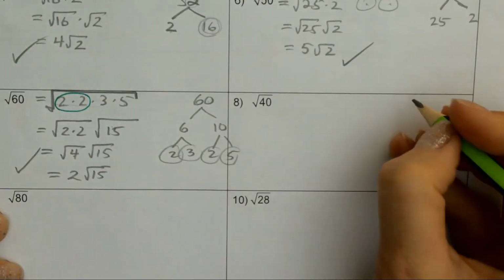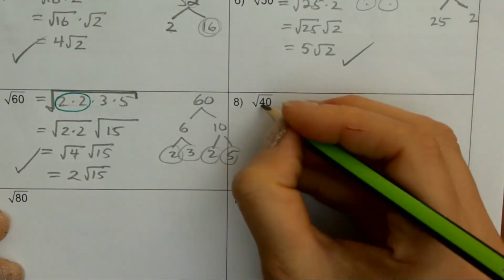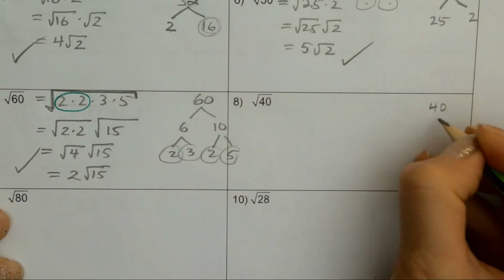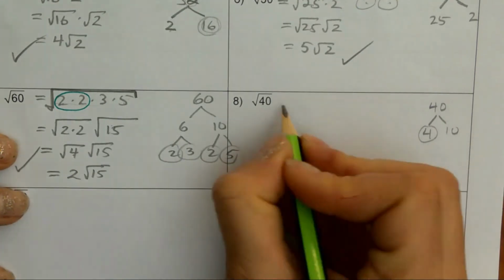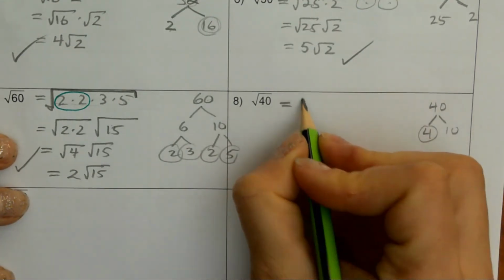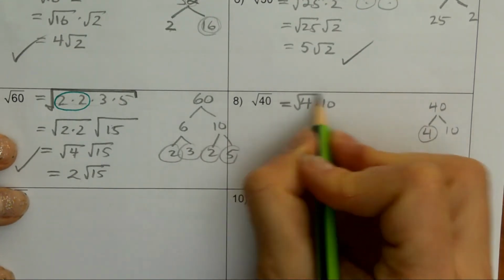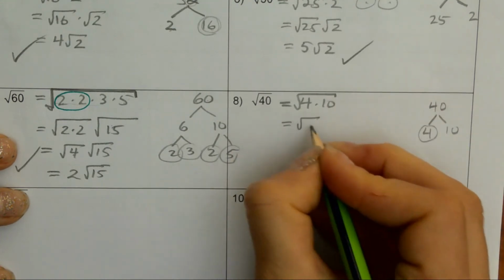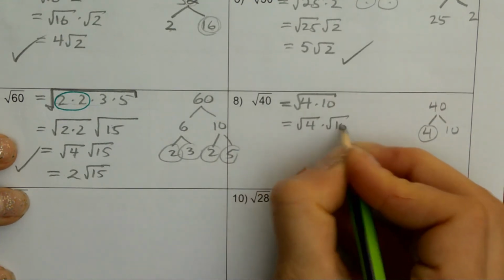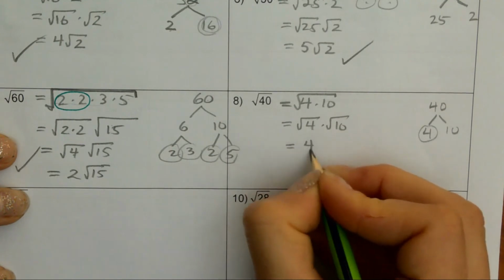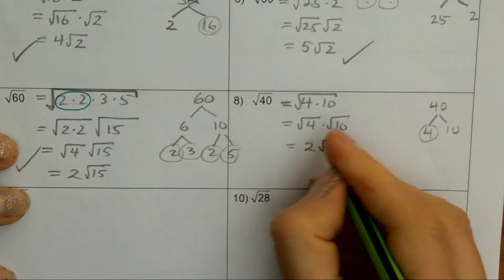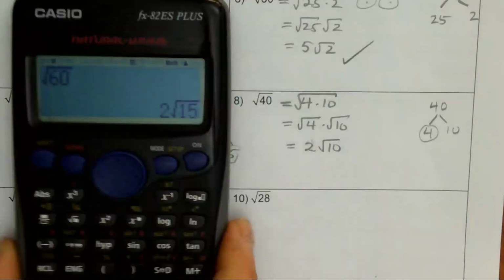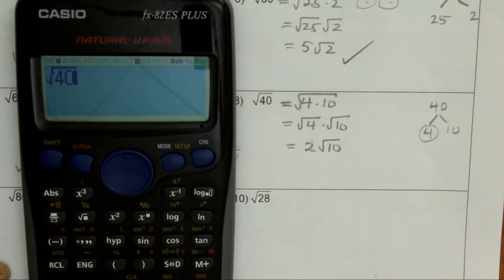40. Ooh, 4. 40 is equal to 4 times 10, and 4 is a perfect square. So let's do that. 4 times 10, and I can separate the 4 out. And 2 times 2 is 4, so that's a 2. Root 10. Let's check on our calculator. Root 40. Yep. Good.